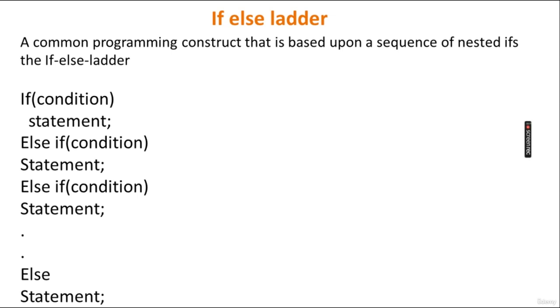A common programming construct that is based upon the sequence of nested ifs is the if else ladder: if, else if, and then else. So if you have to check multiple conditions for a particular variable, you specify an if else ladder. If condition, then statement; else if this condition is satisfied, run this statement; otherwise this statement; otherwise, in the last else, which will be your default else, the last statement will execute.